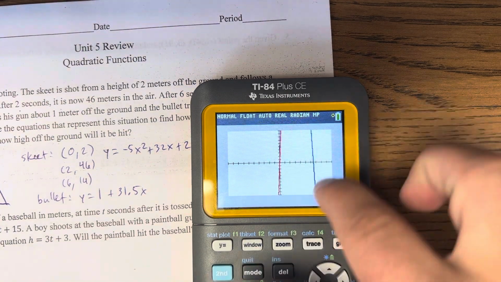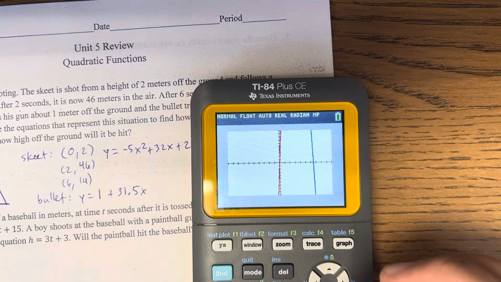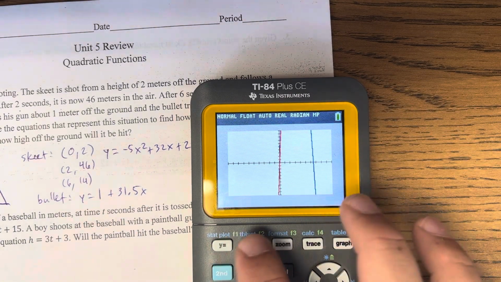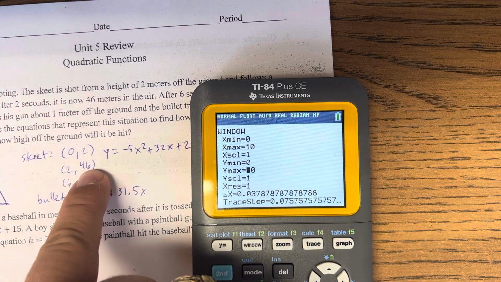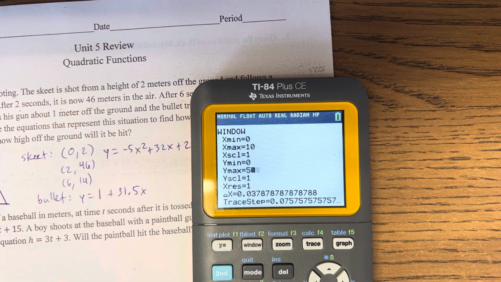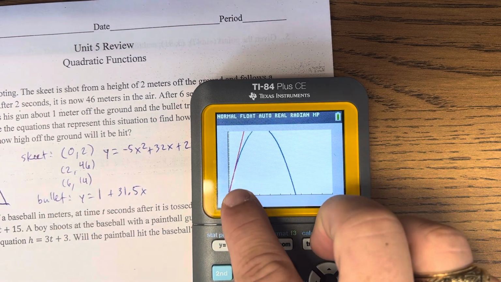And so there's the skeet, there's the bullet, and I think we can see the intersection already, but I'll go ahead and change my window. I don't need negative numbers. I think the max is fine. For the Y max though, I know the highest number we have is 46, so I'll go a little bit higher than 46. There we go. And so it's going to hit somewhere real close.